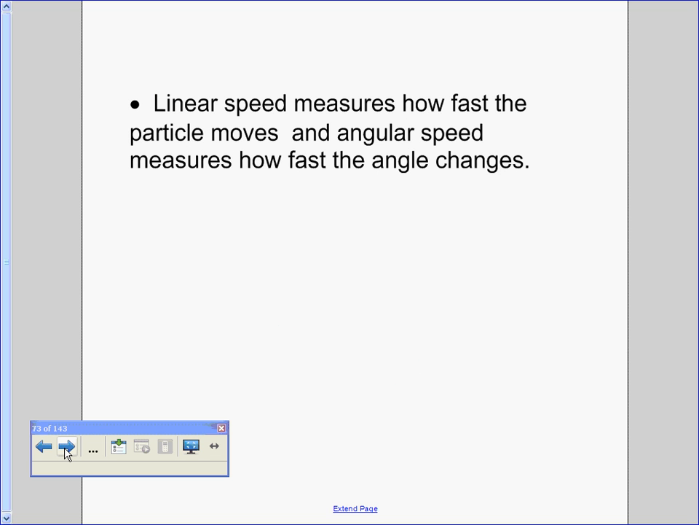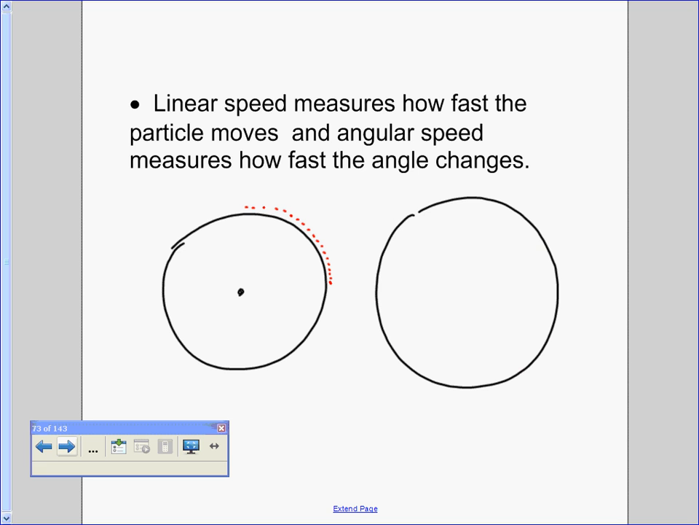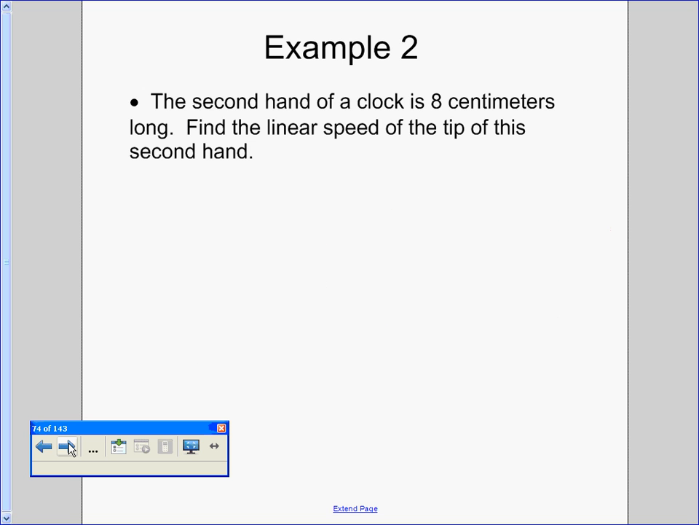Okay, so linear speed, to sum it up, is going to measure how fast a particle moves around the edge. What linear speed is going to do is measure how quickly something moves along here. And then you've got angular speed, and what angular speed is going to measure is how quickly this angle changes. Right, so that's the difference between the linear and the angular speed. And now we're going to try a few problems here.